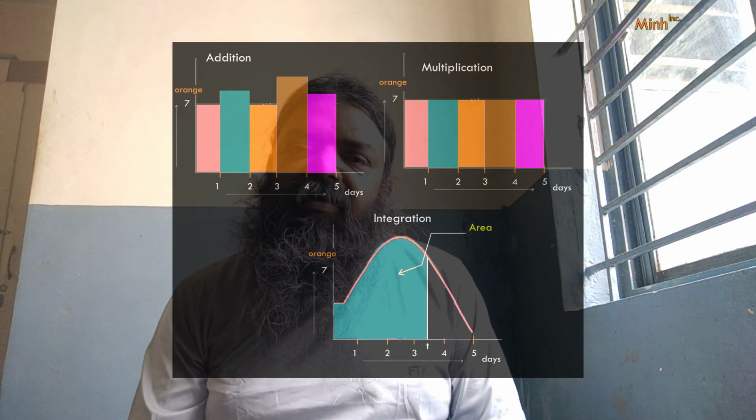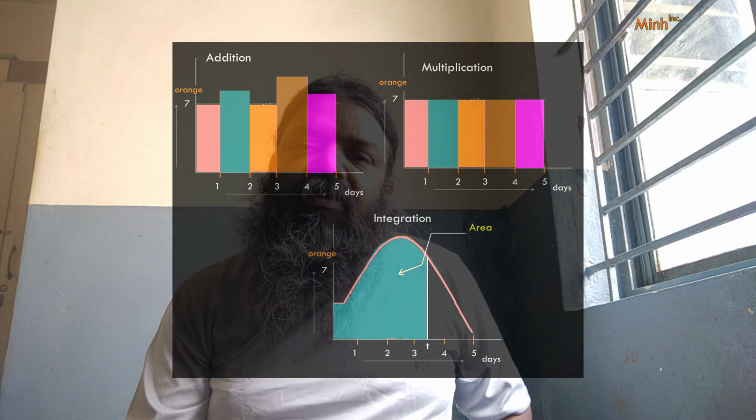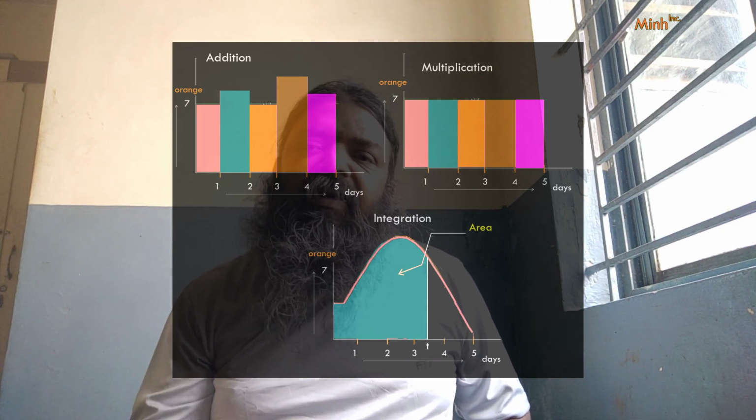That is integration. Integration is nothing but a form of addition where we calculate the net amount at the end of a time period by calculating the area. So we draw a shape based upon the two axes, and net collection is the area of the shape. So if I am collecting 7 oranges every day, at the end of 10 days the rectangle has an area of 70. So that is the integration.